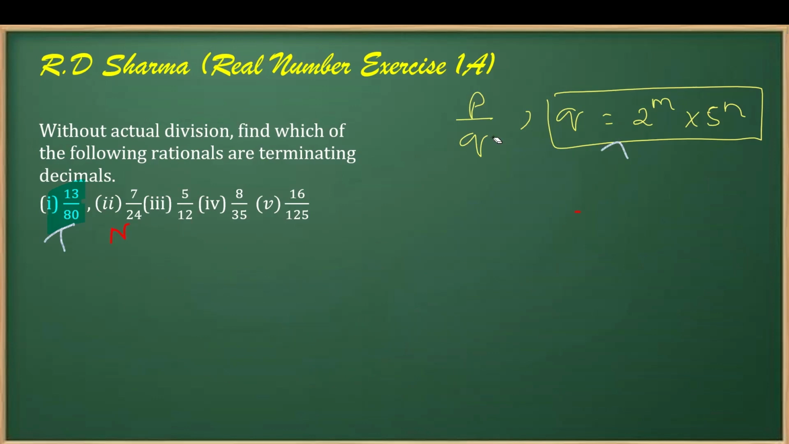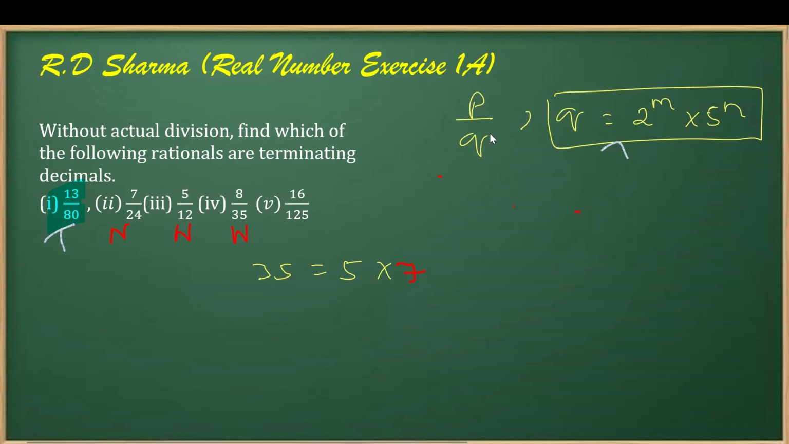Well, this is also non-terminating. As we just did, 12 can be written as 2 raised to the power 2, which is 4, into 3. So you can see that it has a factor other than 2 and 5. So it's again non-terminating. Next, it is 7 over 35, so it's already in the reduced form. Similarly, 35 can be written as 5 into 7. So here too we have a factor other than 2 and 5. So we'll say that it is non-terminating recurring.